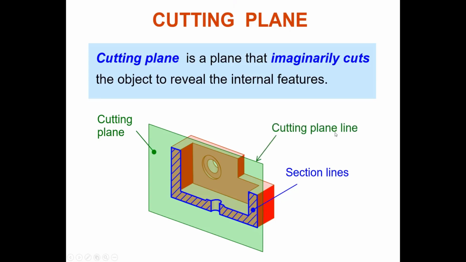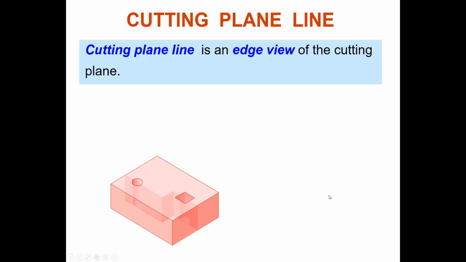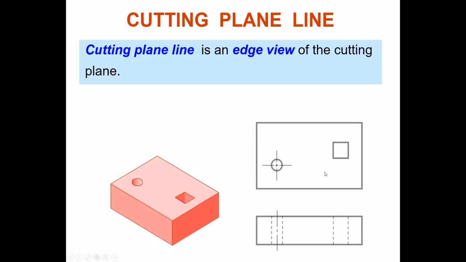The cutting plane line you will see on the top view. As I mentioned, the cutting plane on your top view will be a straight line, a center line, but at the end, both ends of your center line are bold. Bold is thicker than the remaining center line. Okay, the cutting plane is an edge view of the cutting plane.